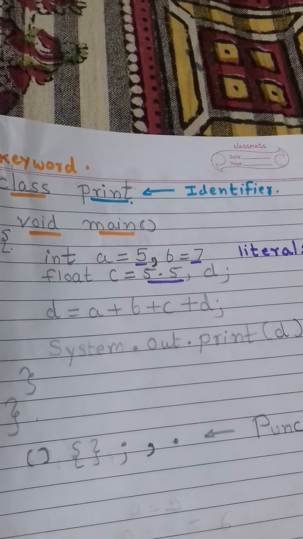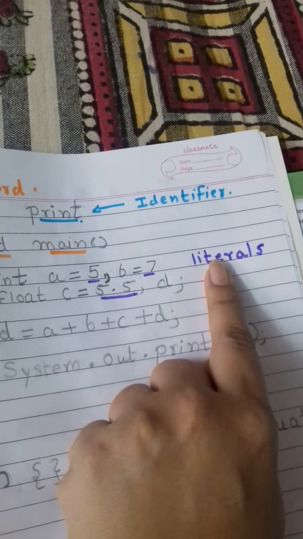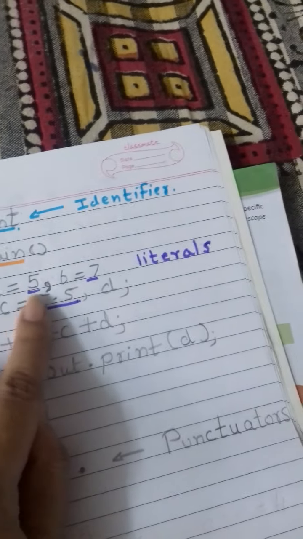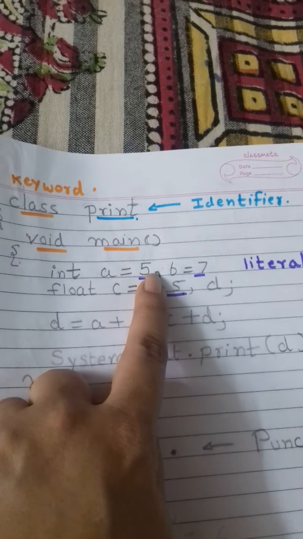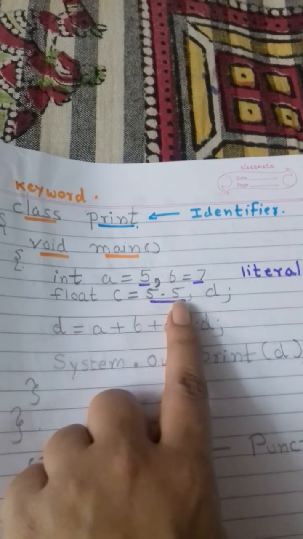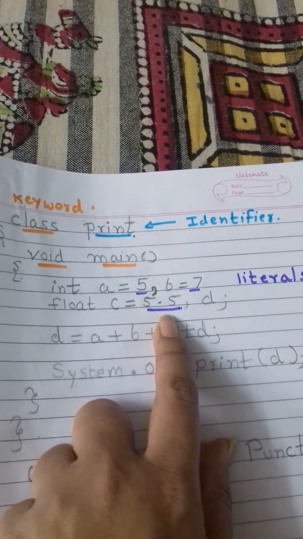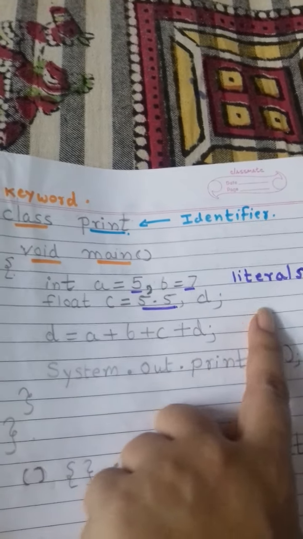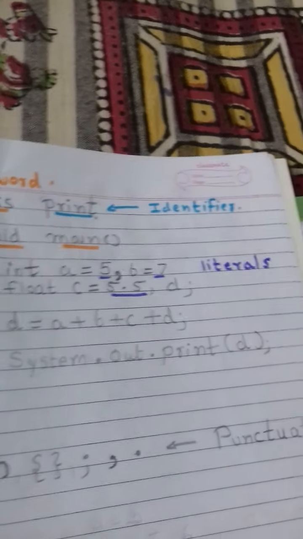Right? After these 2 tokens, we have literals. Do you know what literals are? Literals are the values of variables. Can you see this? A equal to 5, B equal to 7, C equal to 5.5. So this 5, 7, 5.5 which I have underlined in purple color are called literals. Okay, so these are literals. Now coming back to our program.